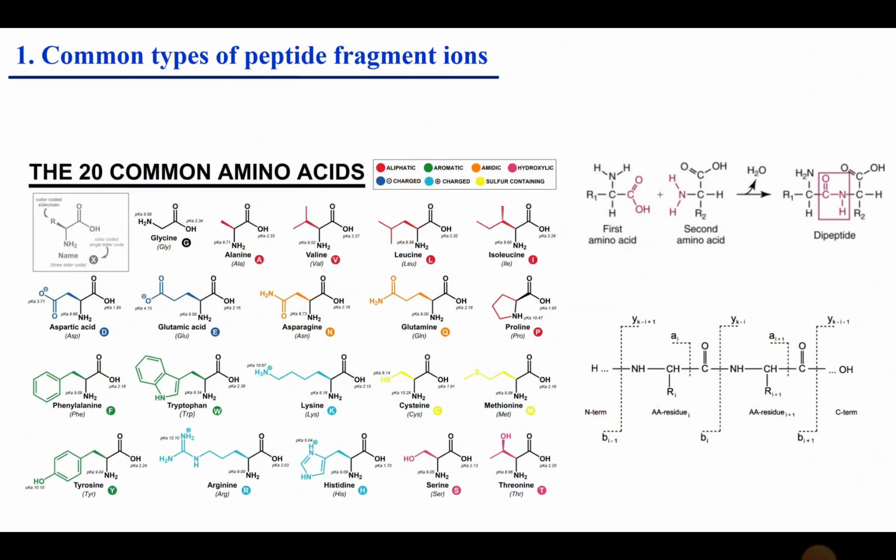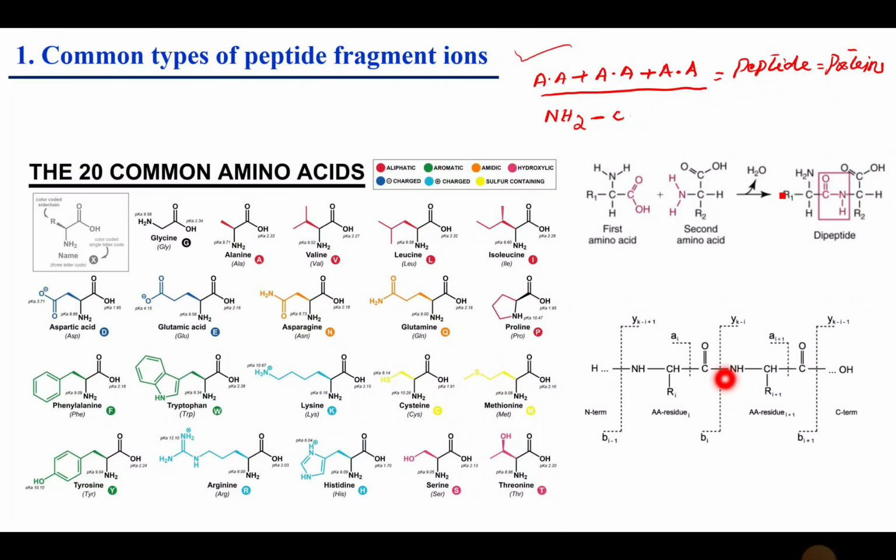Here are the common types of peptide fragment ions. To understand the common types of peptide fragments, first we have to understand the structure of any amino acid. We know that amino acids are linked to form peptides, and then peptides together make proteins. What is the shape of an amino acid? You can see here that any amino acid has its amine group on one side.